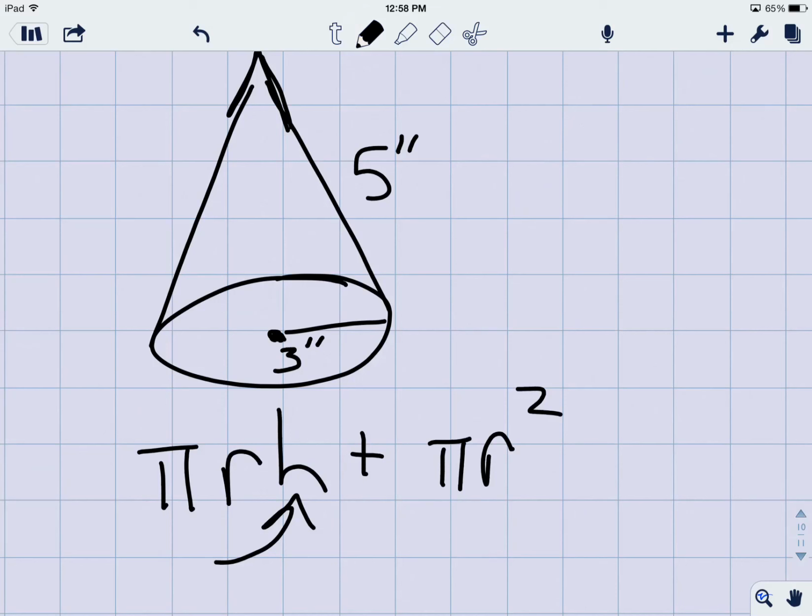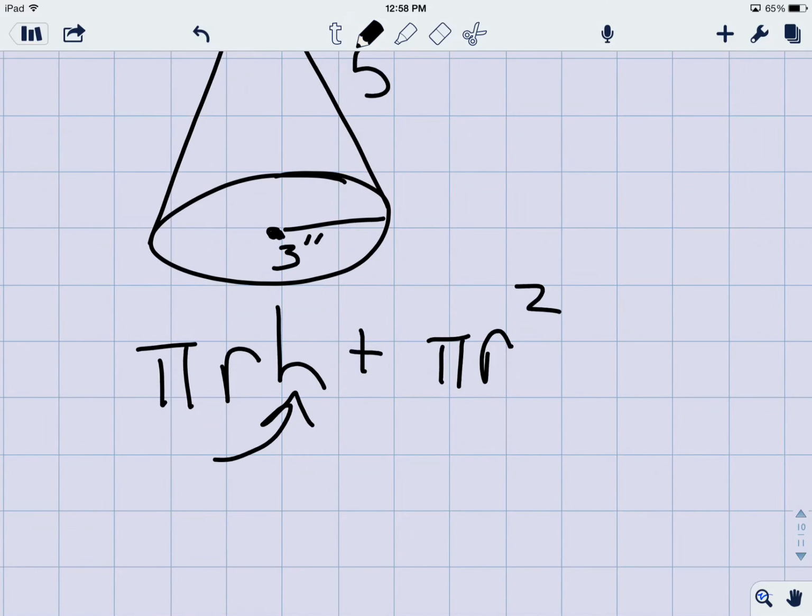Okay. And what is the radius? 3. Okay, so we have pi times 3 times the slant height, which is 5, plus pi times 9, right? Okay.